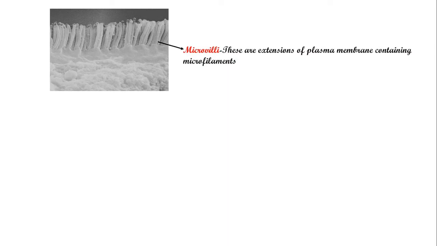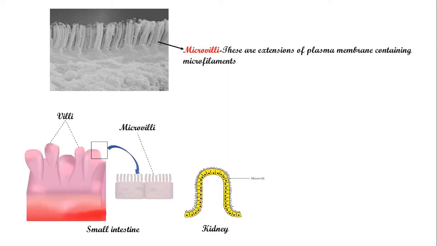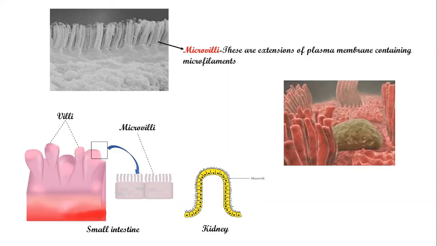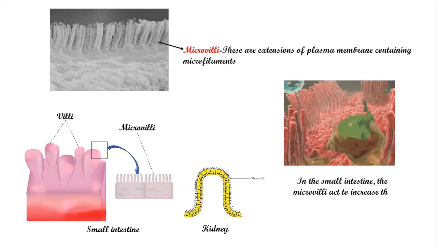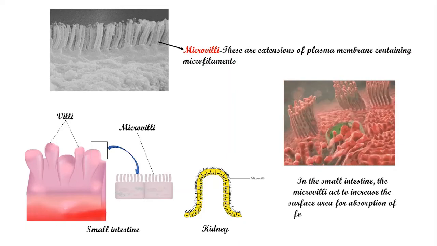The next appendage we can see in the plasma membrane is microvilli. These are extensions of the plasma membrane containing microfilaments. They help to increase the surface area of the plasma membrane for absorption and secretion, and are modified to form sensory receptors. Microvilli are found in organs such as the intestine and kidney, and are also observed on the surfaces of eggs. In the small intestine, the microvilli act to increase the surface area for absorption of food materials or nutrients.